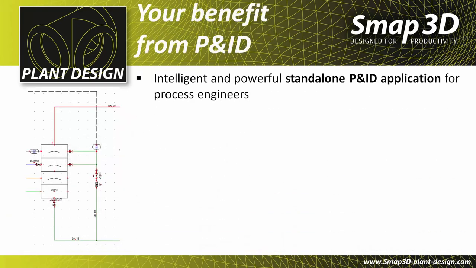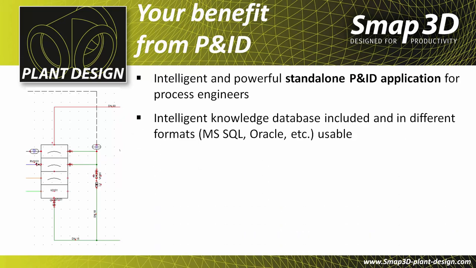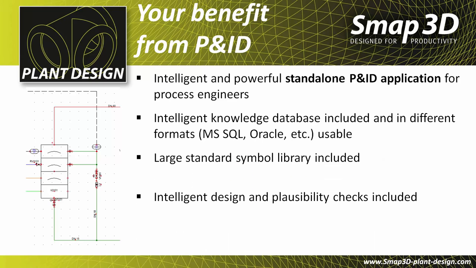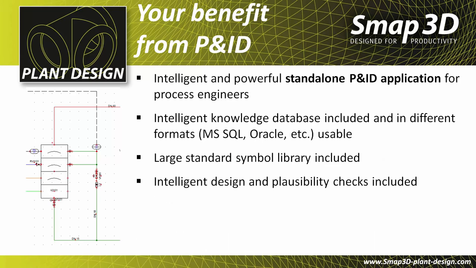The Smap3D P&ID is an intelligent and powerful standalone application for process engineers. An intelligent database and a large standard library are included. Intelligent design and plausibility checks, as well as a report generator, are also included as base functionality of the Smap3D P&ID software.